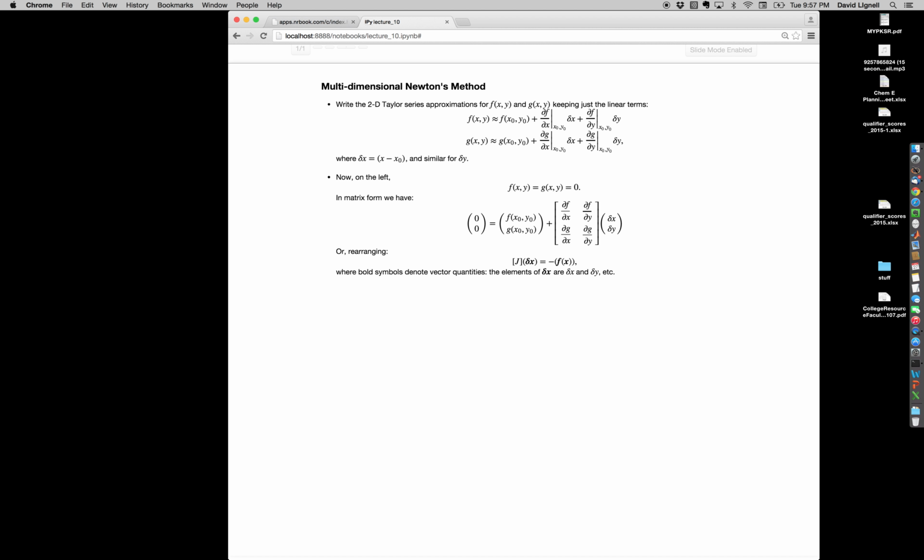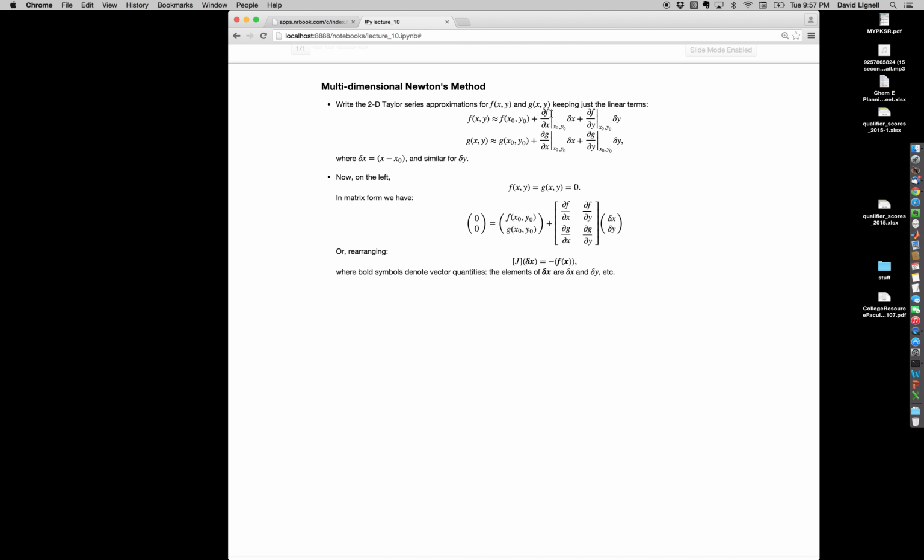Now, on the left side of the equation, by definition, we're trying to find the solutions, where these functions cross 0. So we're going to set f and g equal to 0. So I'll have zeros here. And we can write this in matrix form. We call that a vector of function values. The first would be f and the second would be g. And then that's going to be equal to this vector, f is the first element and g is the second.